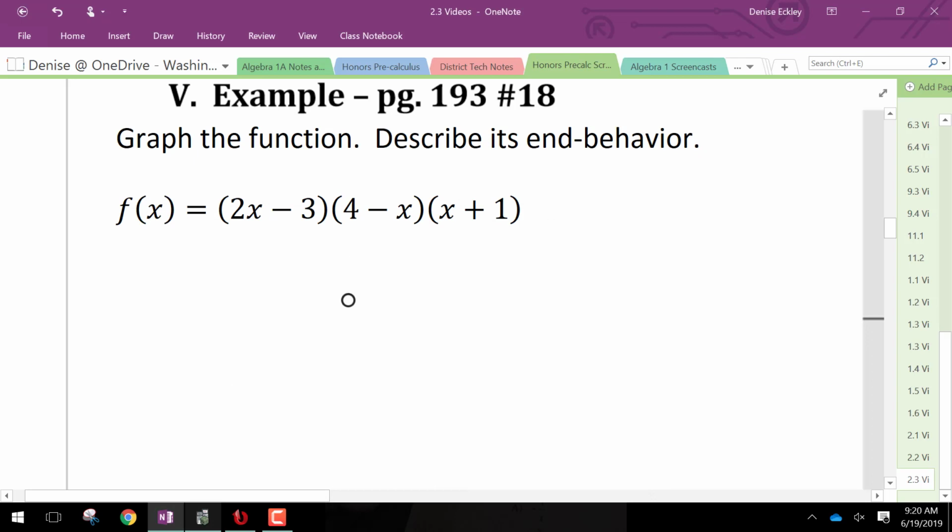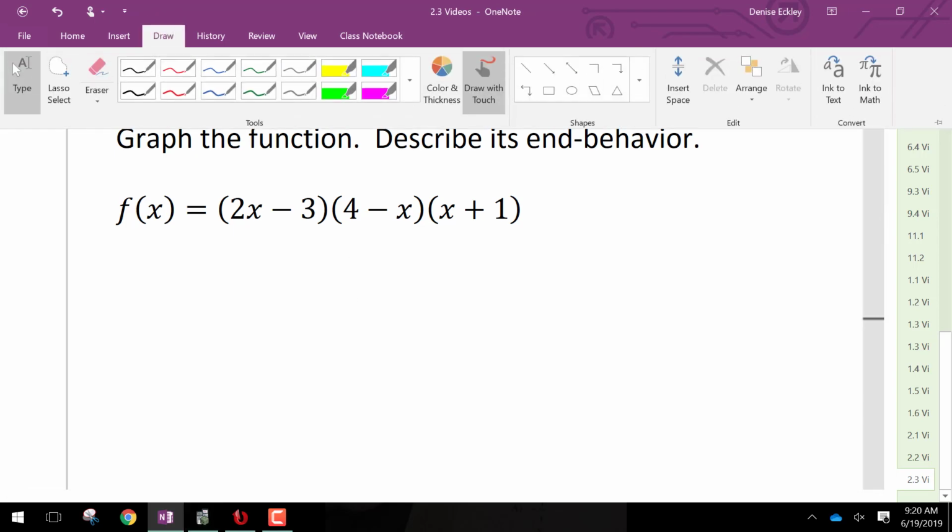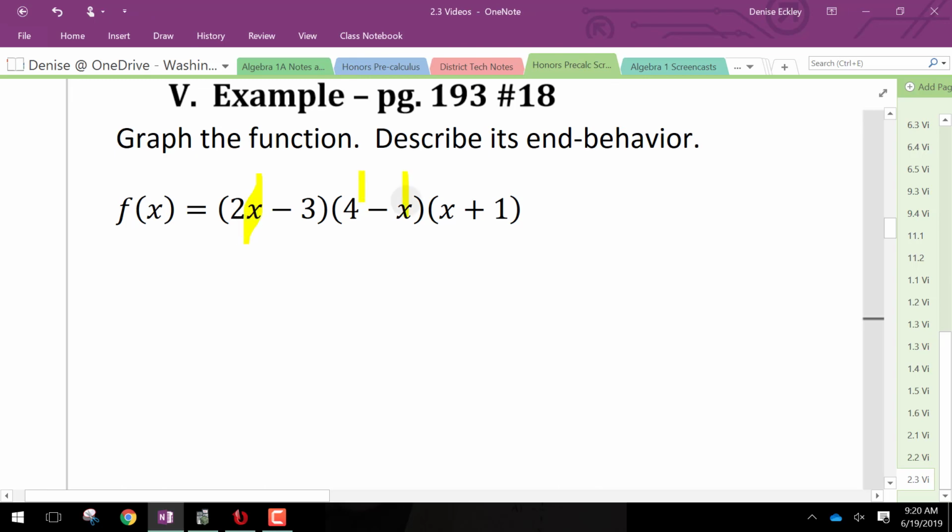So to do that, what I notice, looking at the function itself, is that I have a cubic function because I have x times x times x. So the end behavior is going to be in opposite directions.